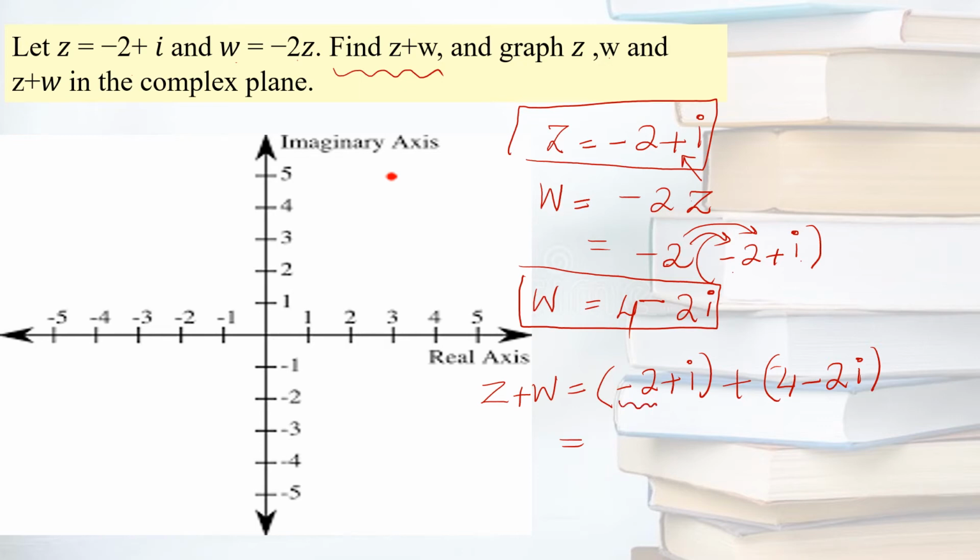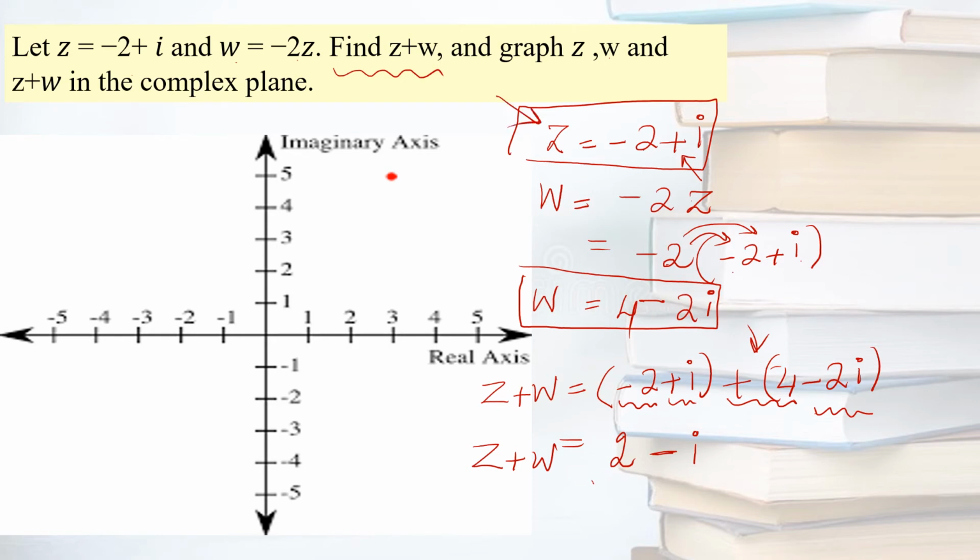So here minus 2 plus 4. Since it is plus, I'm not trying to open the brackets. So minus 2 plus 4 will give you 2. And positive i minus 2i will give you negative i. So this is your resultant complex number. Okay, now they are asking you to graph on the complex plane. So let's see. First of all, z.